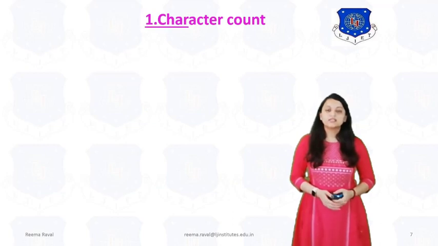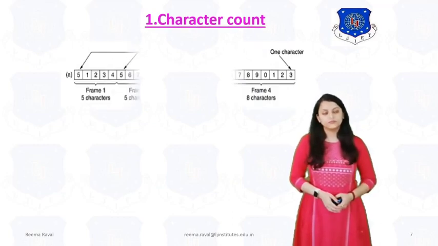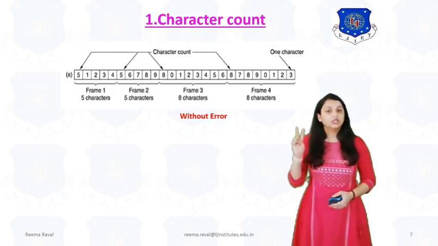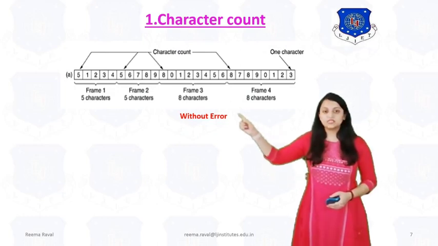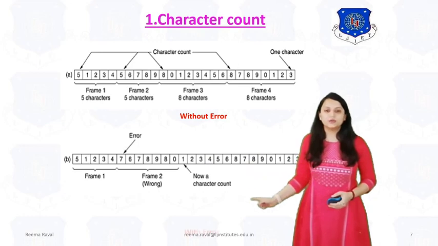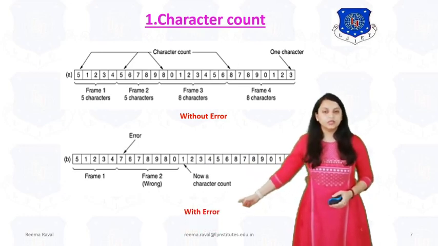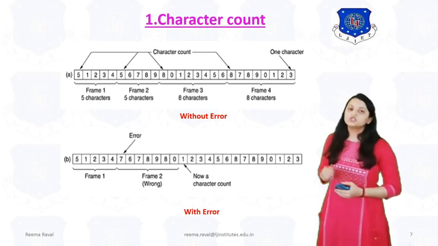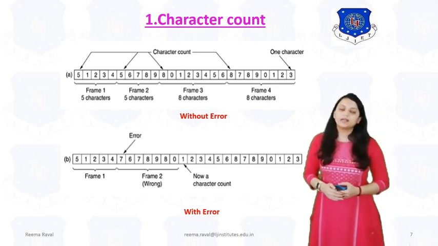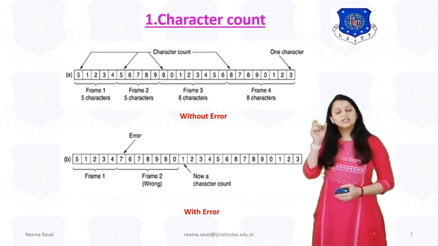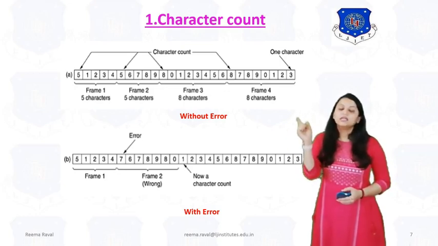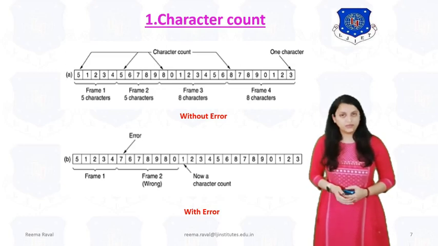So the first one is the character count method. Now, here in the character count method there are two cases. The first one is without error and the second one is with error. Now let us consider the first one, the without error case. So here the basic logic in the character count method is that at the starting of any frame, whatever count is there, it indicates the length of that particular frame.